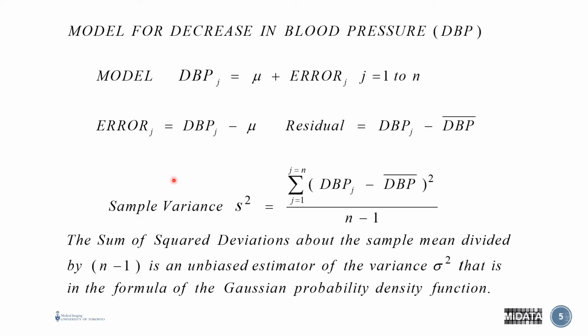If we then look at our sum of squares here on the top, it's nothing new. It is the value of the dependent variable minus the mean of the sample squared, and it's the sum of them. And to get our variance, we divide by n minus 1. This is, once again, as we've seen previously, an unbiased estimator of the variance that is in the formula of the Gaussian probability density function. Nothing new, but we're just starting to tie this in to the model, the statistical model.